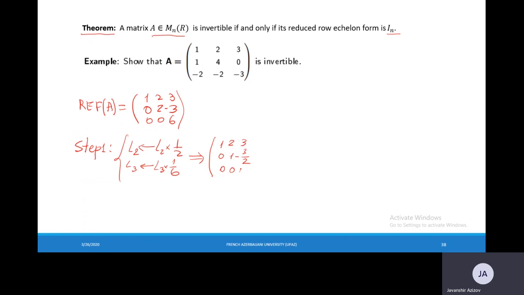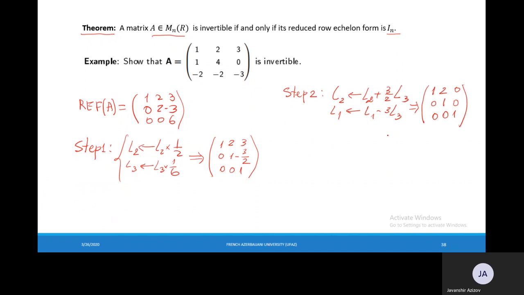We move to step 2. First, we cancel 3 and minus 3 over 2 in the third column. Because of this, we use these elementary operations. Instead of L2, we write L2 plus 3 over 2 L3. Instead of L1, we write L1 minus 3L3. From here, the result is 1, 2, 0; 0, 1, 0; 0, 0, 1.